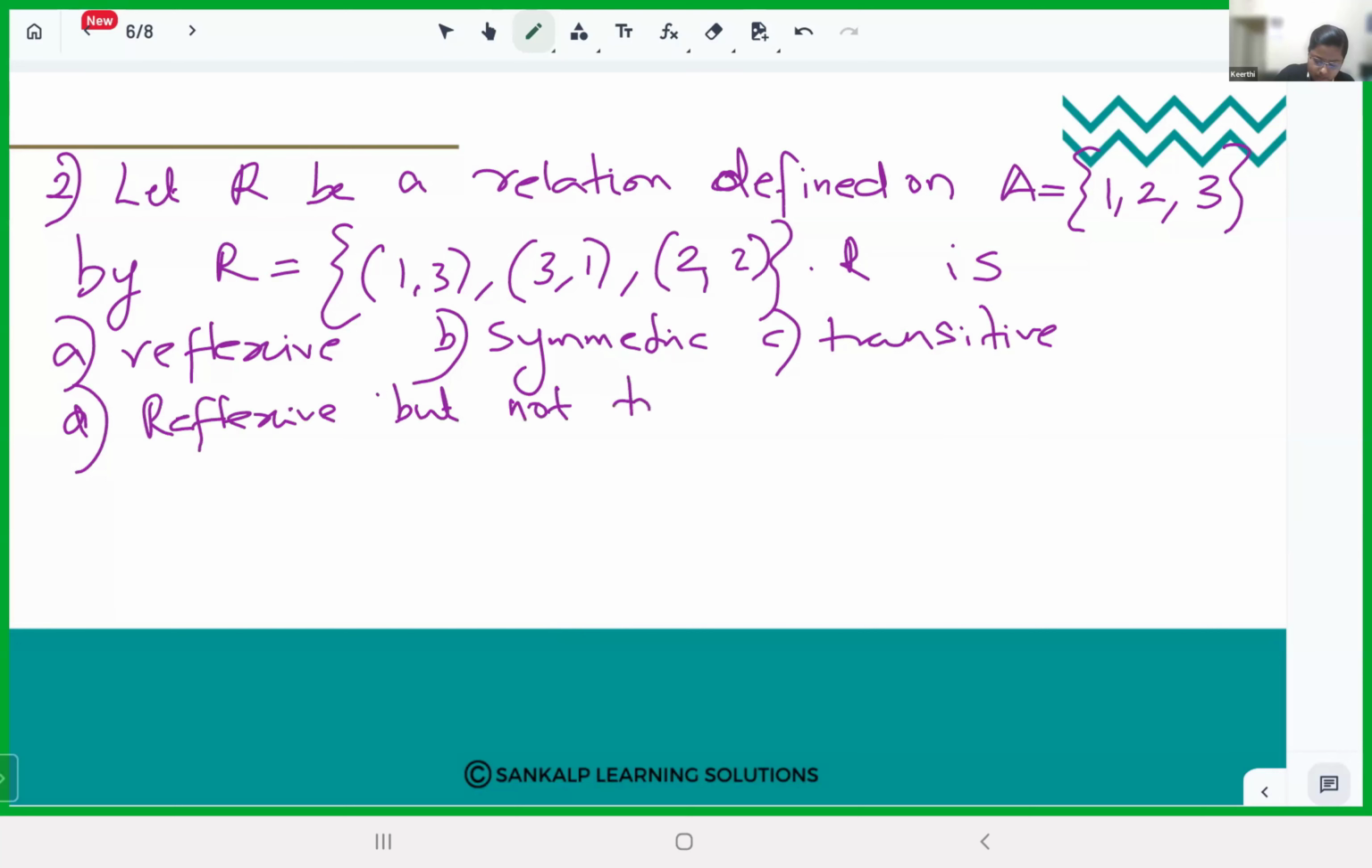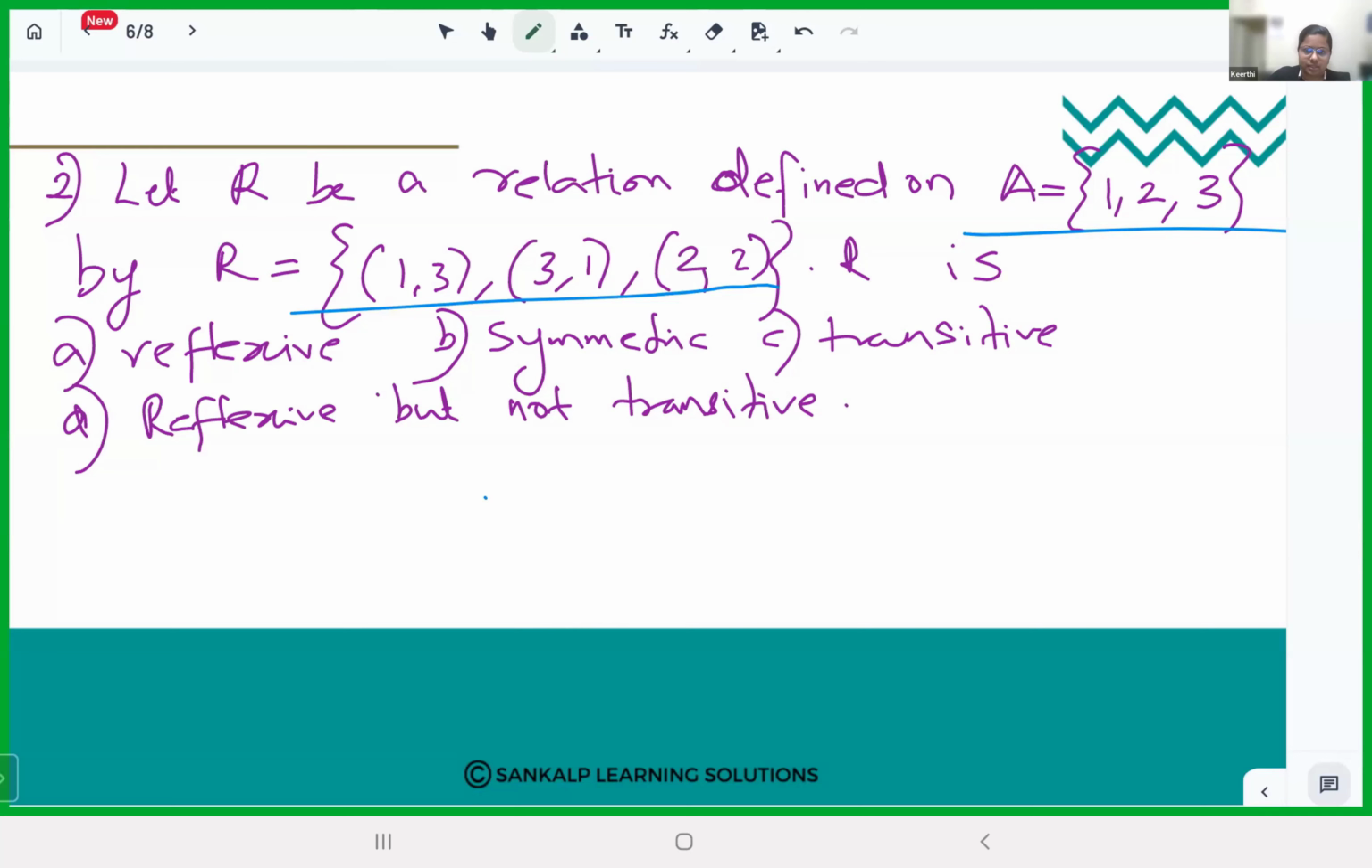Okay, so the relation is given in set builder form as {(1, 3), (3, 1), (2, 2)}. It is defined on set A, which contains only three elements: 1, 2, 3. Now we have to check whether the given relation is reflexive, symmetric or transitive. So how will you check that?